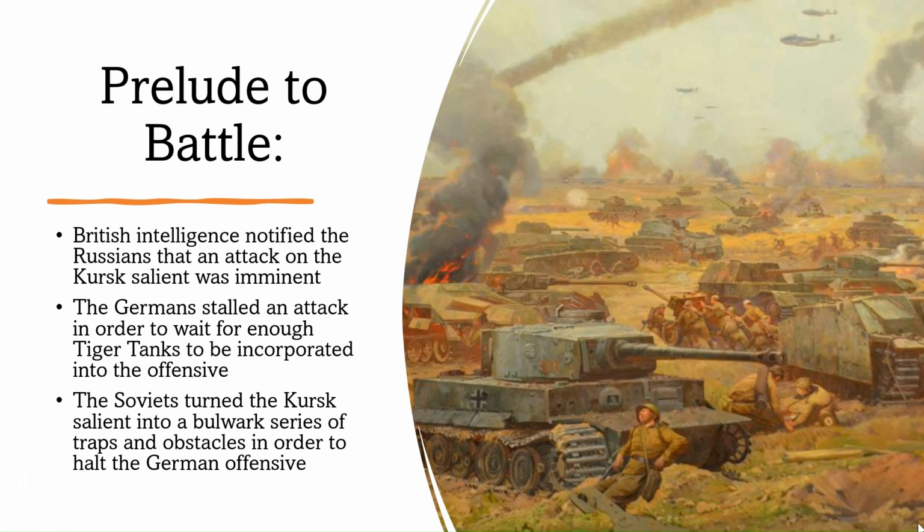Prelude to the battle. British intelligence notified the Russians that an attack on the Kursk salient was imminent, which gave the Soviet Union time to prepare for the German offensive. The Germans stalled their attack to wait for enough Tiger tanks to be incorporated into the offensive, which gave the Soviets more time to prepare their defenses. The Soviet Union turned the Kursk salient into a heavily fortified bulwark, with a network of trenches, bunkers, and minefields designed to trap and defeat the German offensive.